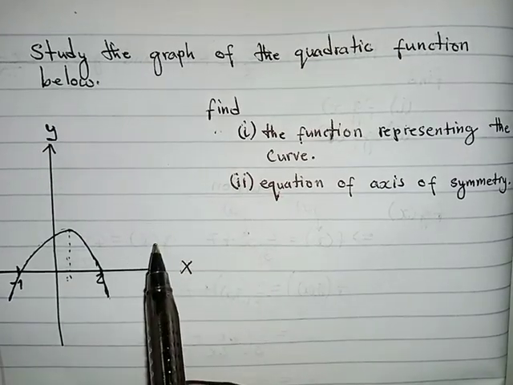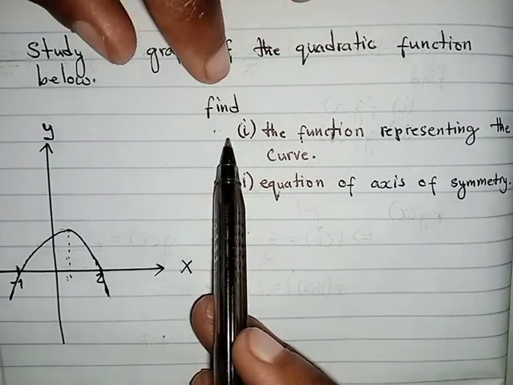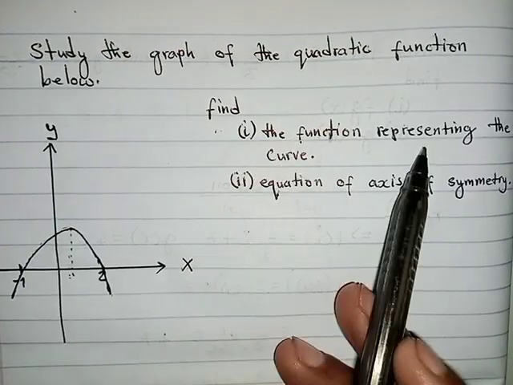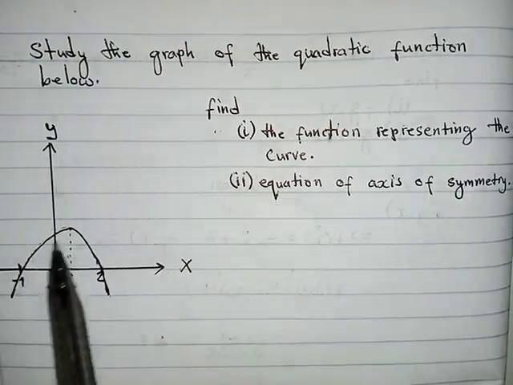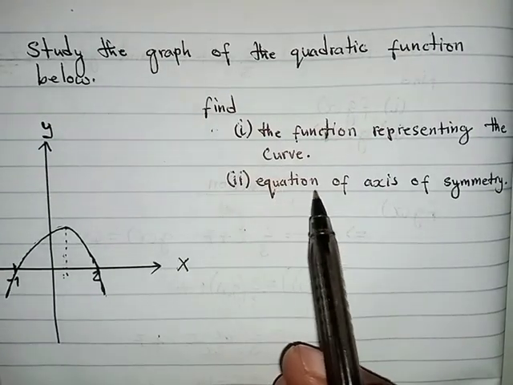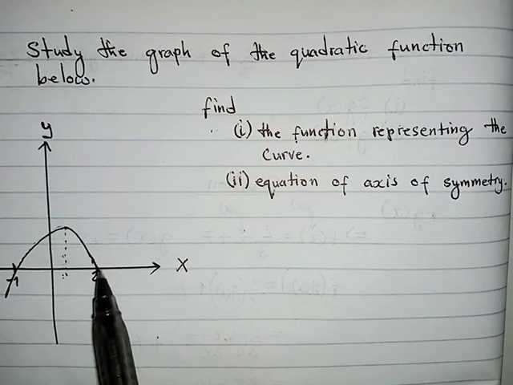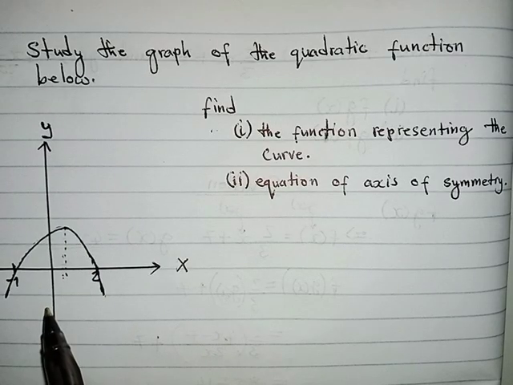Let us look at the graph of the quadratic function below. So we want to find the function that represents this curve. And secondly, we want to determine the equation of the axis of symmetry for this quadratic graph.